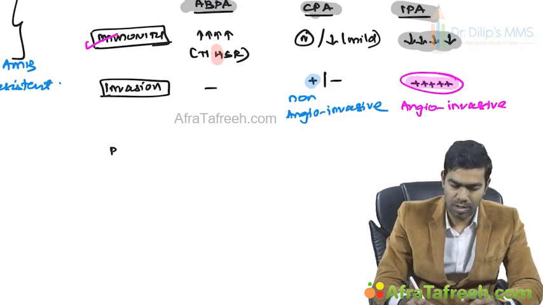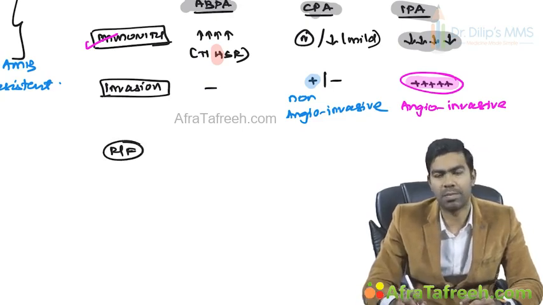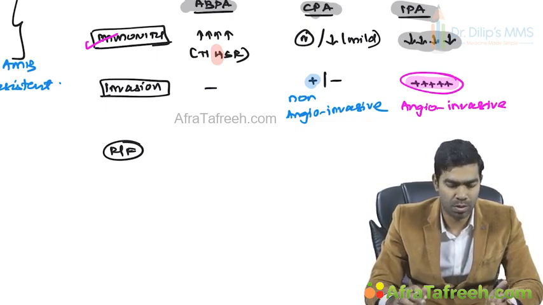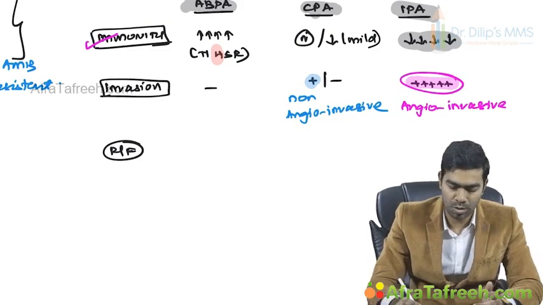Then what are the risk factors for getting this disease? In ABPA, there are only two risk factors. There must be some pre-existing bronchopulmonary condition. In general, any bronchopulmonary condition can predispose to ABPA, but the most important are cystic fibrosis and bronchial asthma.